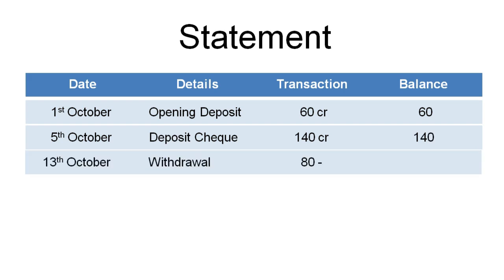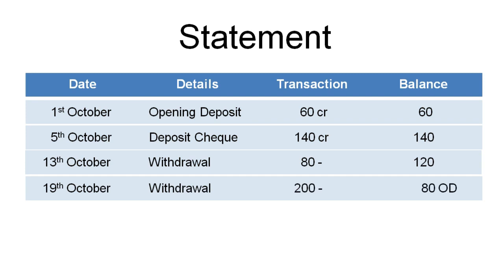The withdrawal on the 13th of October is shown as a negative amount. And finally, if you end up owing money to the bank and you have an overdraft, the letters OD appear after the balance.